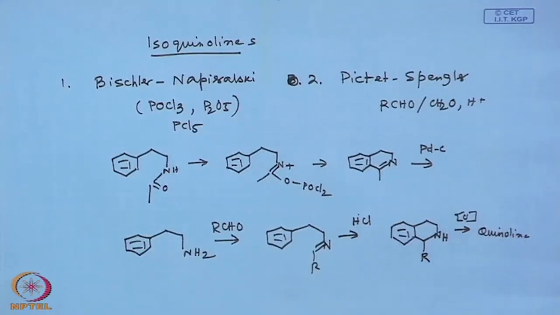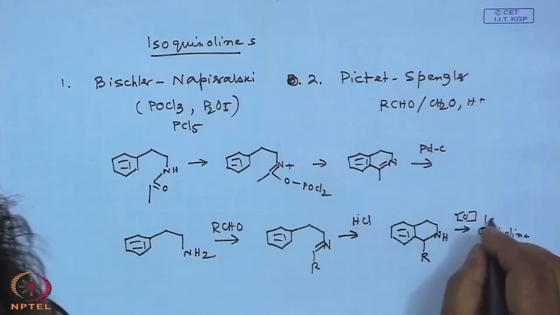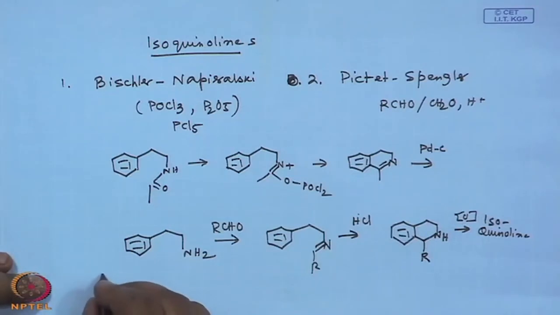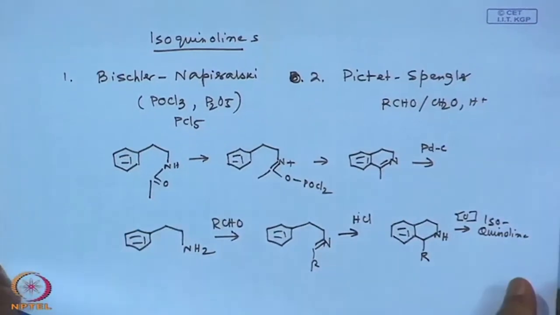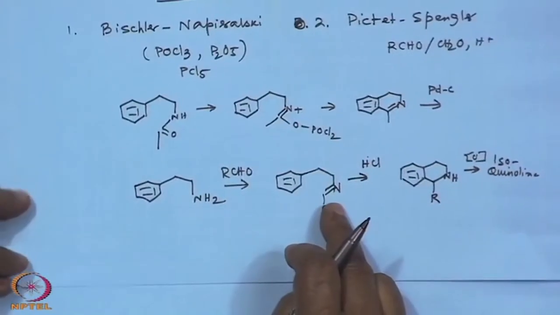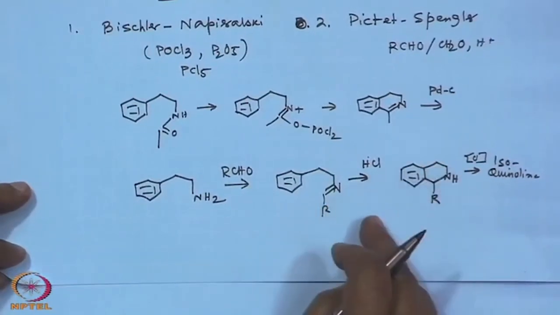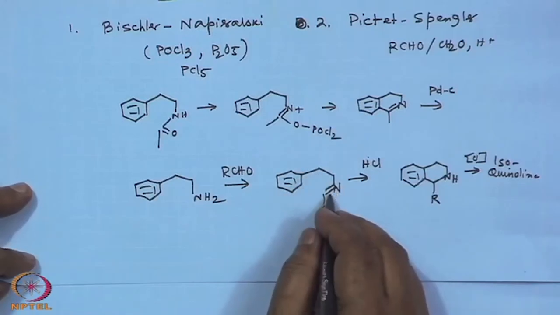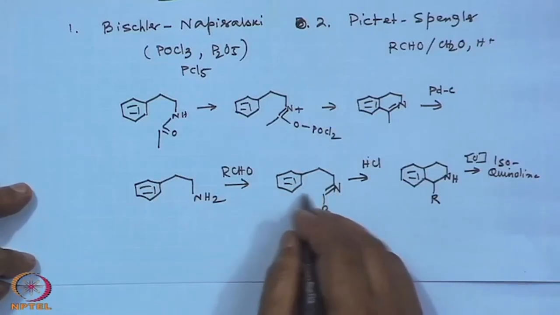Isoquinoline derivative. Good. Isoquinoline derivative. Okay. So, there are other ways, if you are interested, I can write maybe one more method, but they are all very similar though. In this case, what you do, you first form the Schiff's base, then you cyclize. You first have this required side chain, then you form the Schiff's base and cyclize.